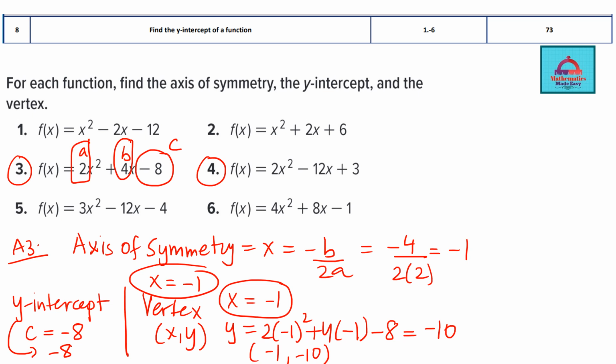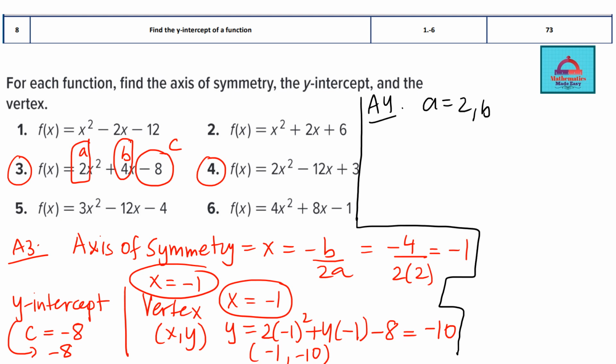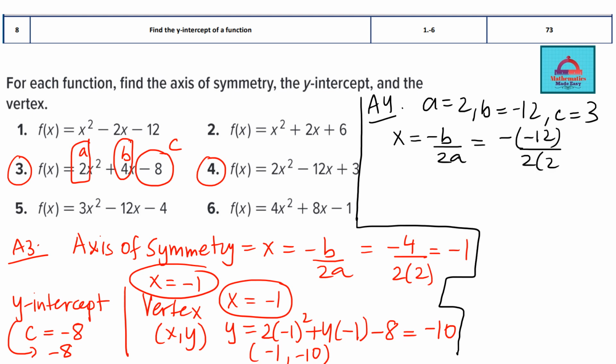Let's do question 4 now. So for the fourth, I will just make a boundary here. For question 4, our a is 2, b is minus 12, and c is 3. So first we find the axis of symmetry, which is given by this formula. Plug in the numbers carefully, don't make any calculation mistake. Simplify, and this comes out to be 3. So the axis of symmetry is x equal to 3.